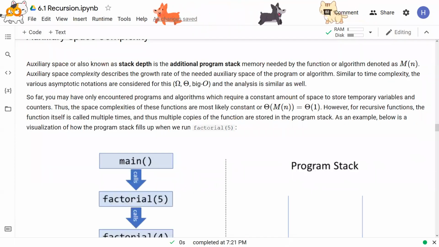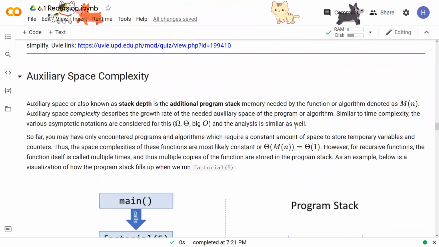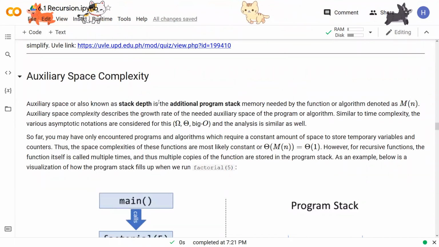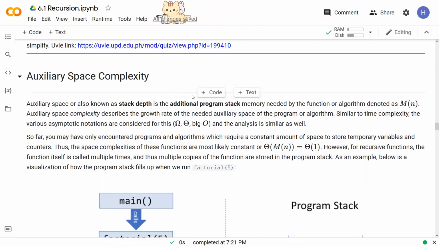Okay, welcome back. So ang ating next topic ay ang tinatawag natin auxiliary space complexity. So ano nga ba ang auxiliary space? So auxiliary space, also known as stack depth, is basically the additional memory or program stack memory, kasi may iba-ibang types of memory sa computer. So it's the additional program stack memory that we need in order for the algorithm to do its job.